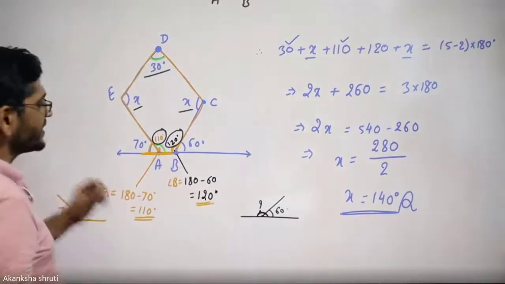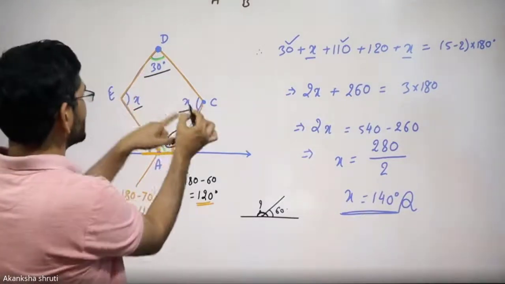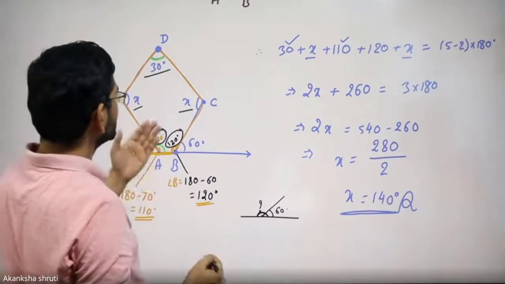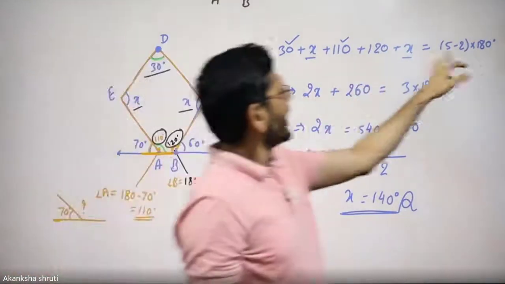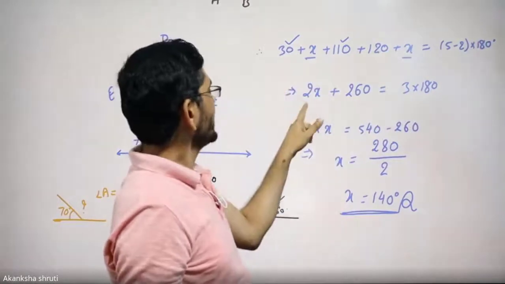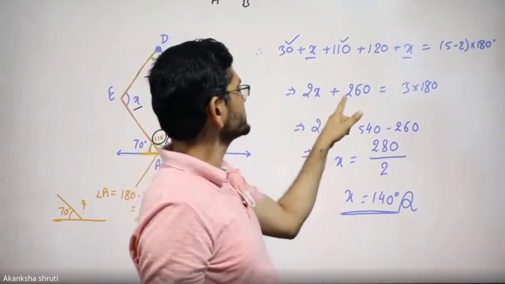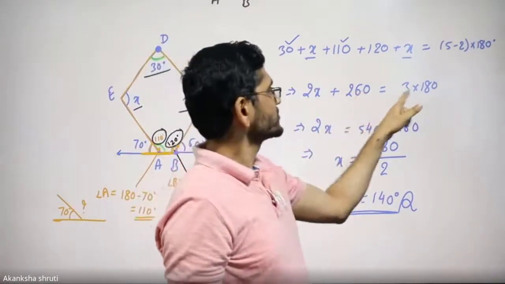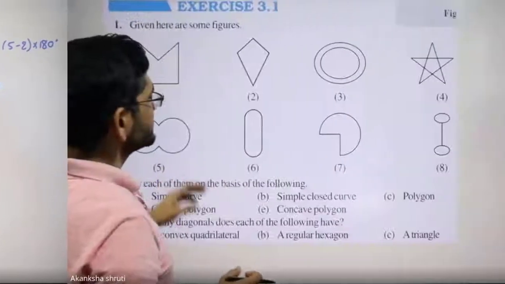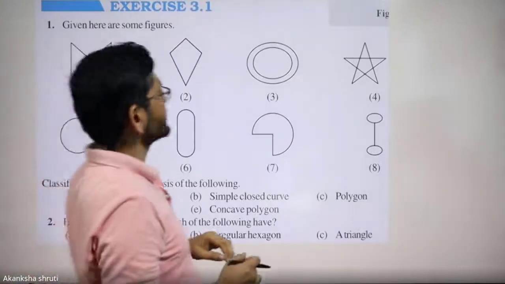This way, now we can apply 30 plus x plus 120 plus 110 plus x as 5 minus 2 into 180. So this way, we have obtained 2x plus 260 is equal to 3 into 180. So x is calculated as 140. Let us consider exercise 3.1.